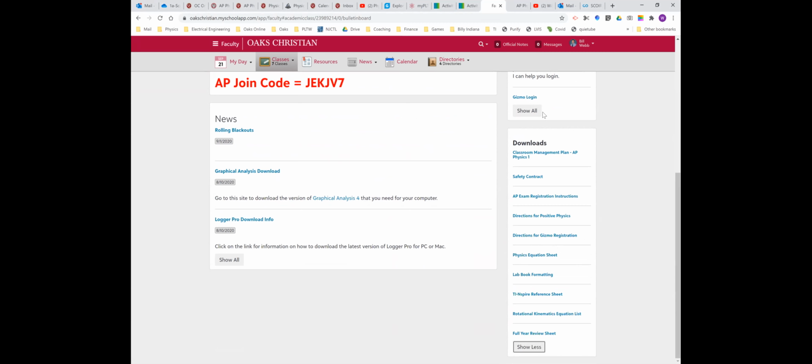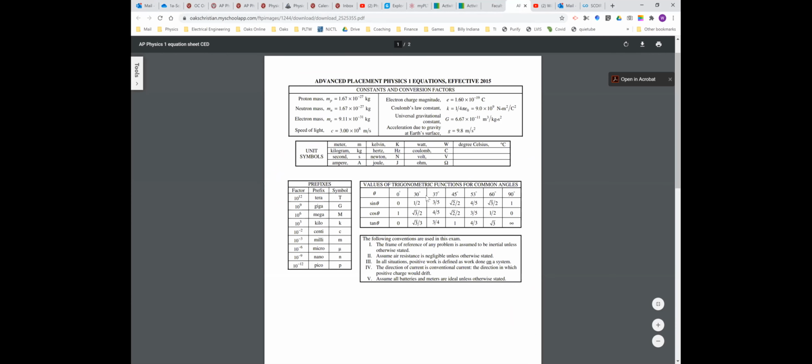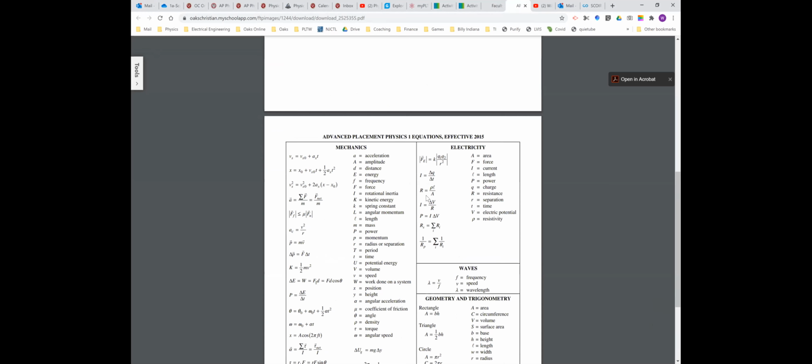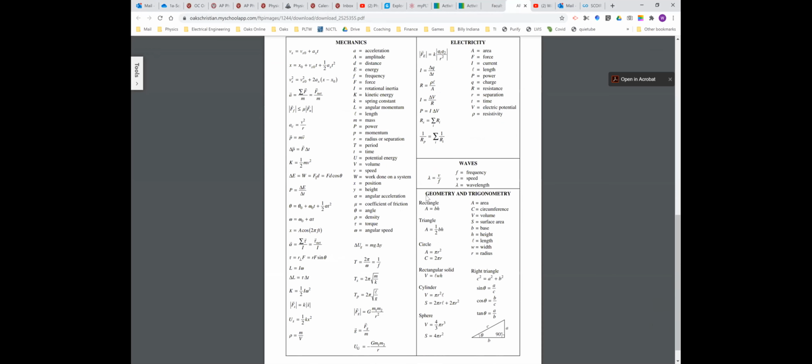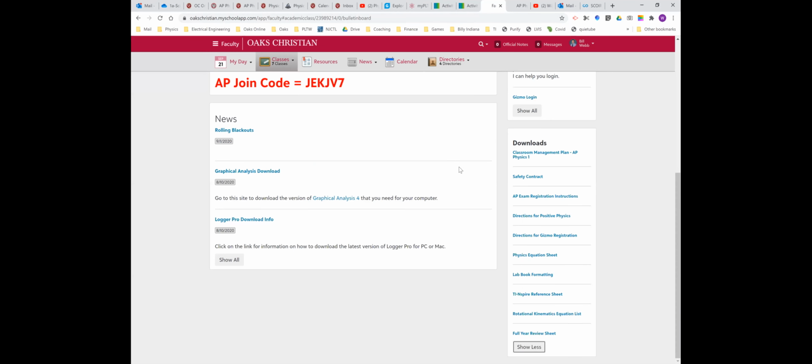I can't think of any reason why it would help you for this test, but if you download it, it looks like this: Advanced Placement Physics 1 Equations. There's a lot of good information on here, but none of it is applicable yet. It all starts next unit. So I don't really think there's any reason for you to have this, but you can always use the calculator and you can always use that reference sheet. Those will be the only resources you'll be allowed for this test on Thursday.